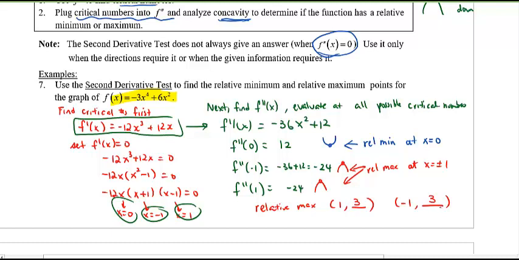Okay, remember these are coordinates, so I'll say relative max point, perhaps, to make sure that we don't confuse those with intervals. And the relative minimum point would occur at 0. So that would be 0 comma y value of 0. Okay, there we have it. Using the second derivative test to help you find relative max or min.